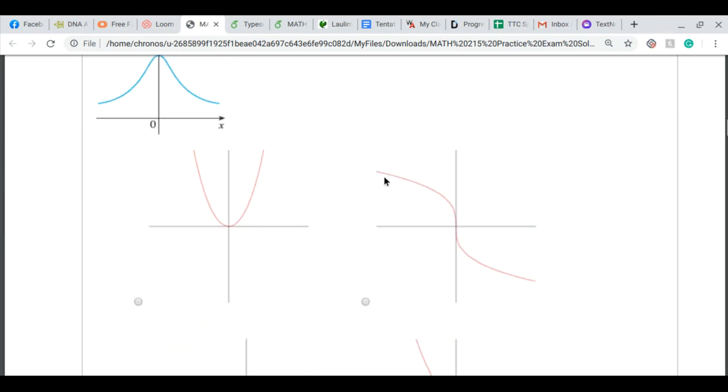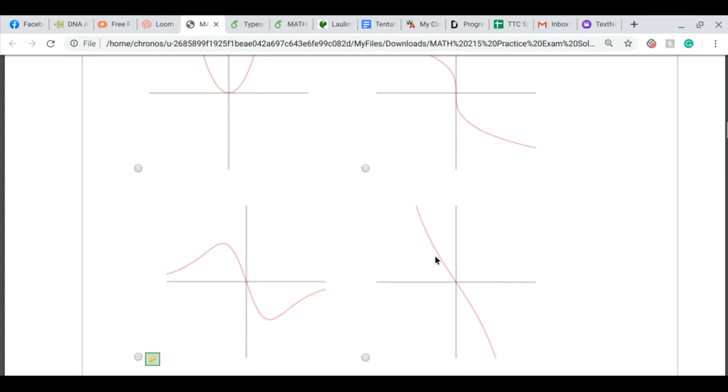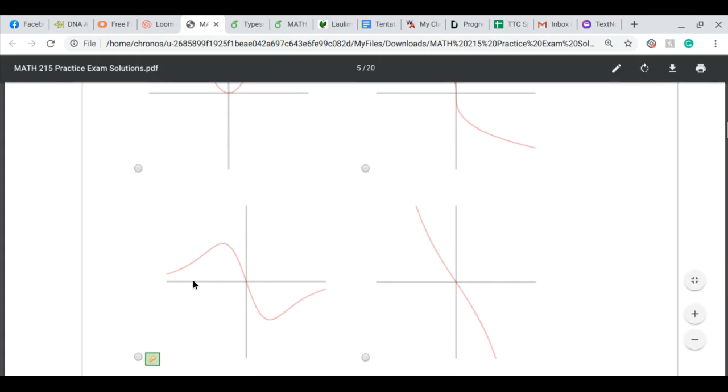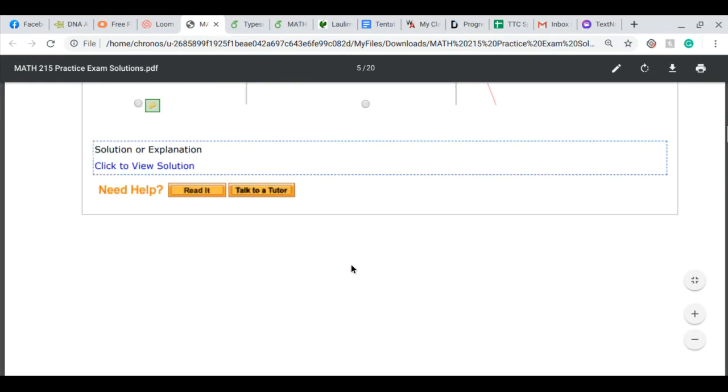Here, the second choice, f prime is positive, but it doesn't really look like it reaches the peak. Well, no, f prime doesn't start out high, it starts out low. Same thing here, it doesn't start out high, it starts out low. This is correct. F prime starts out low, reaches a peak, goes back to zero, goes down to the bottom of the valley, and then goes back up to zero.